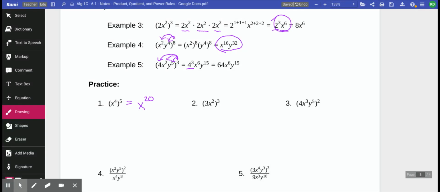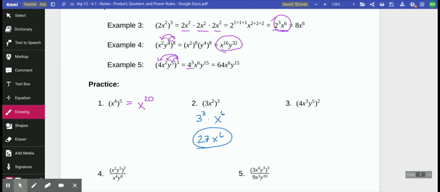Our next one is 3x squared raised to the 3rd power. So that's going to look like example 3 up here. So we just have to apply that 3rd power to everything, right? So it's going to become 3 to the 3rd and x to the 6th. Remember to multiply. And 3 to the 3rd is something that we can simplify because that means 3 times 3 times 3. 3 times 3 is 9, times 3 is 27.